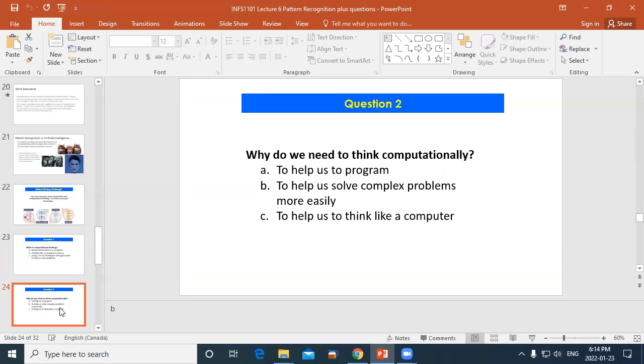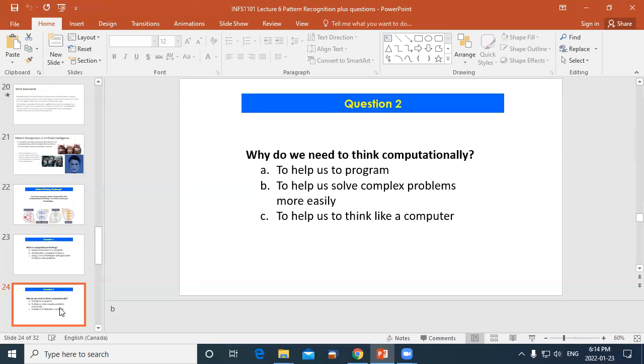I'm liking B here, right? It's not to help us think like a computer. We don't want to think like a computer. Computers think like us. That's what we want. What we want to do is help the computer to think like us. But first, we've got to think in a methodical way.